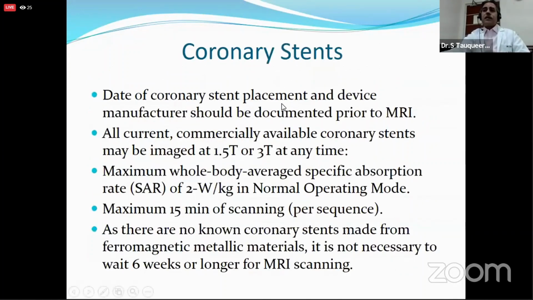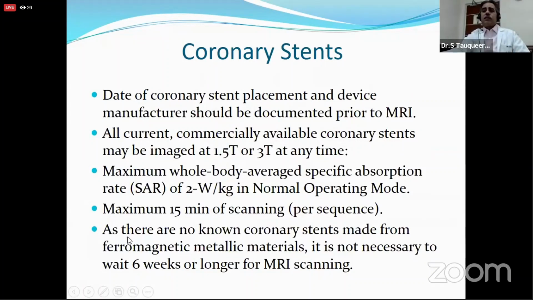So many times we get a question where coronary stents have been placed, whether scans can be done with coronary stents or not. Of course, yes, the coronary stents are always safe here, and commercially available coronary stents may be imaged at 1.5T or 3T anytime. There's no wait time. So if the patient has been implanted with a pacemaker today and say in the night he develops some neurological symptoms, he is advised MRI, he can be taken up for MRI.